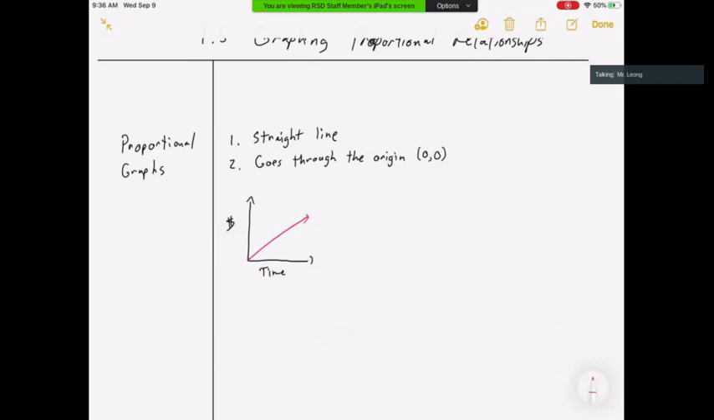Let's look at our two rules. When we talk about the graph, we're talking about the red line. First of all, is it a straight line? I know my drawing isn't perfect, but yes, it's a straight line. Secondly, does it go through the origin? The origin is this point right here, 0, 0. Again, the answer is yes. And the question is, is this proportional? The answer is yes. This one is proportional. It is a straight line through the origin.